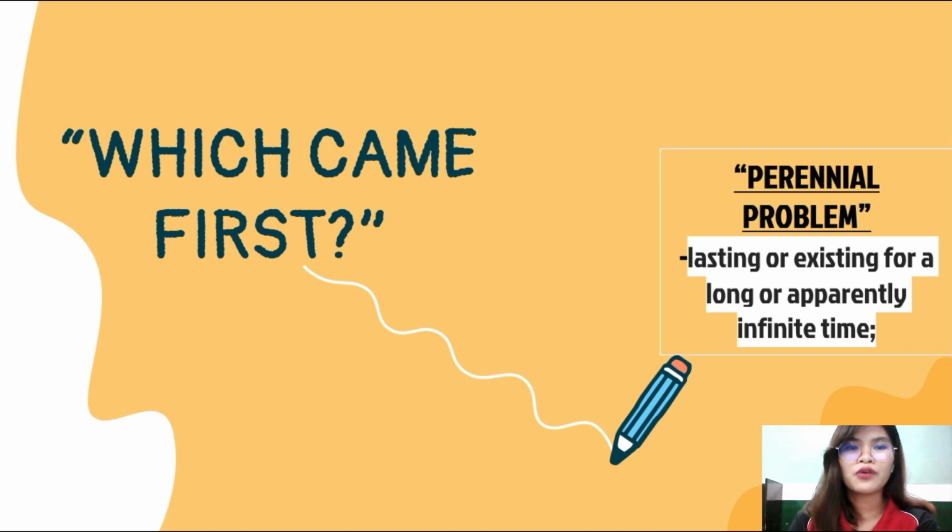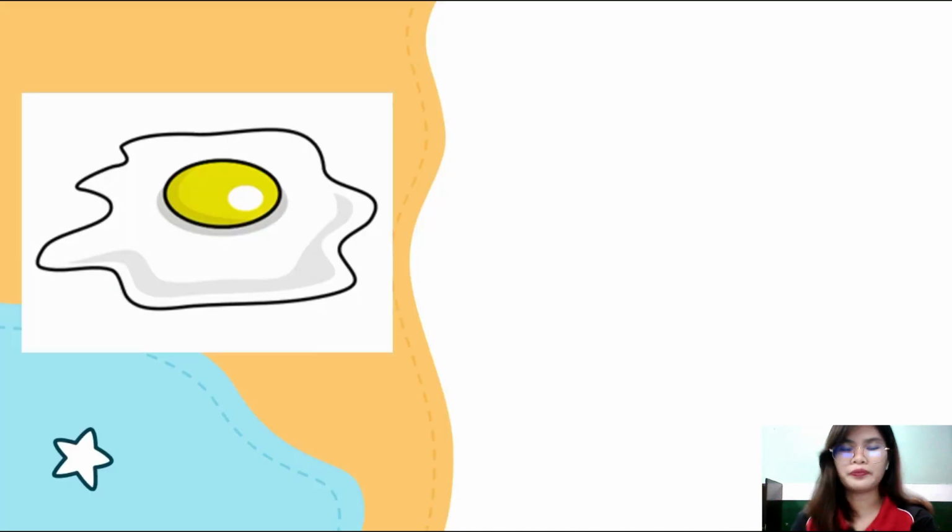Okay? So now, isa-isahin natin. Una, itong tanong na ito, which came first. Next, meron tayong iba't ibang sagot. Maaaring ang sagot nyo ay itlog. Maaaring sagot nyo ay manok. Pero sa analytical and speculative philosophy, ito ang sinasabi. Unahin muna natin sa itlog.